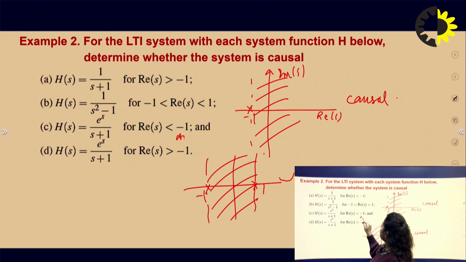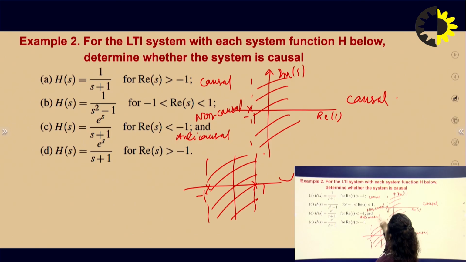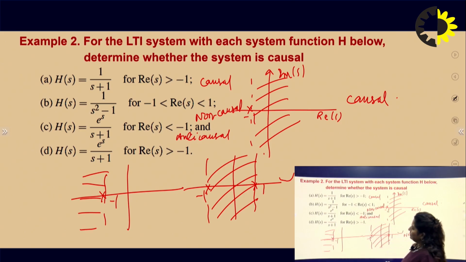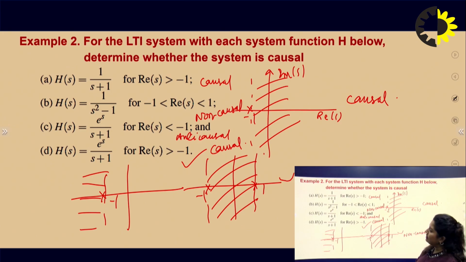This is particularly anti-causal. This is causal. This is non-causal. Because anti-causal is why? Because the ROC lies on the left side of the plane, real of s less than minus 1. And the last one is real of s again greater than minus 1, which is causal. So, by this way we categorize the causal systems.